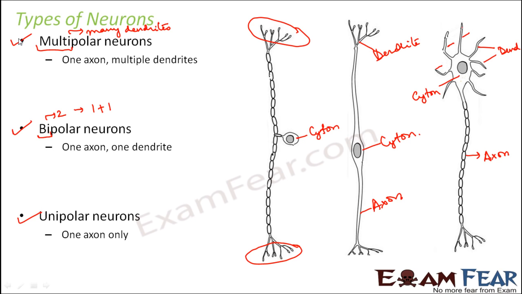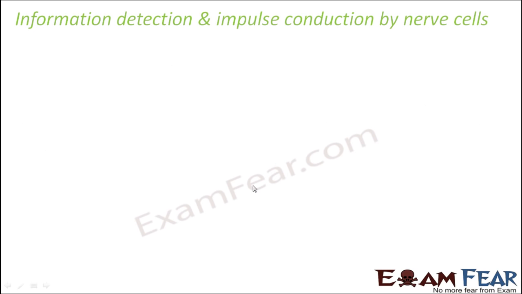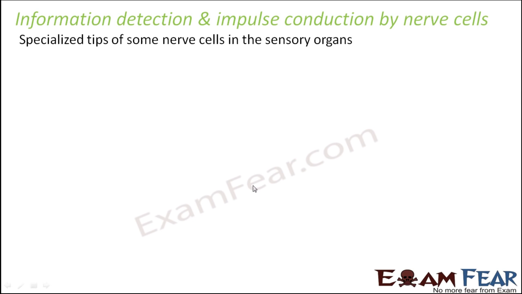Now in this lesson, when we talk about neurons in general, we mostly consider a multipolar neuron. That is the convention. So we'll take examples of multipolar neurons and try to understand the process of electric impulse generation, conduction and transmission. Now that we have got a brief idea about the structure of the nerve cells, that is the neuron, let us see how information detection and impulse conduction happen by the neuron. We will just see an overview here. We will understand the detail a little later.